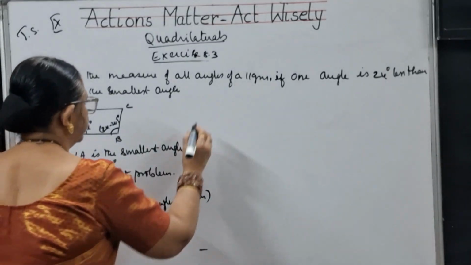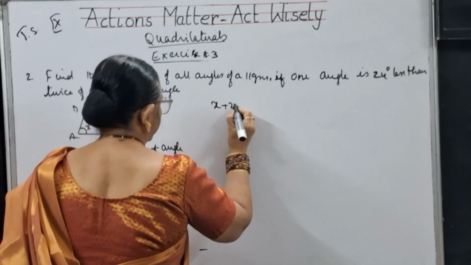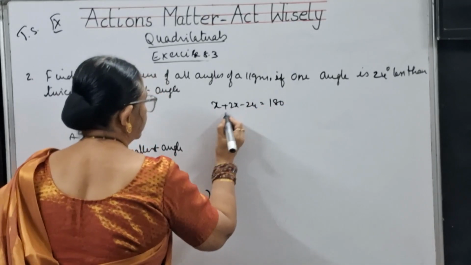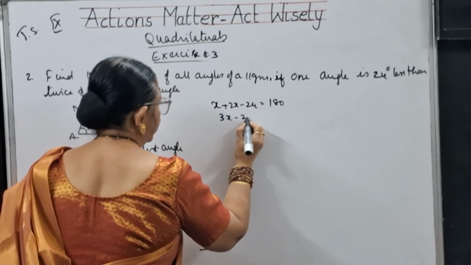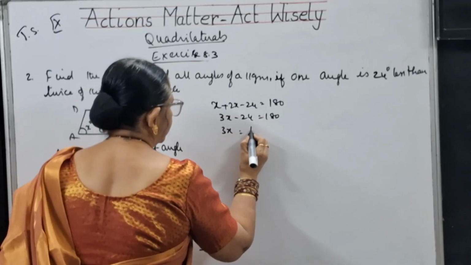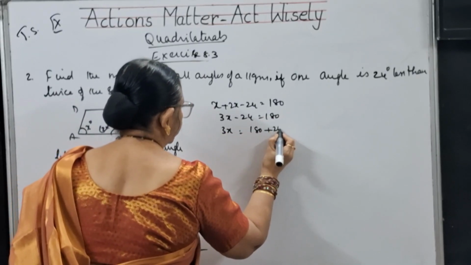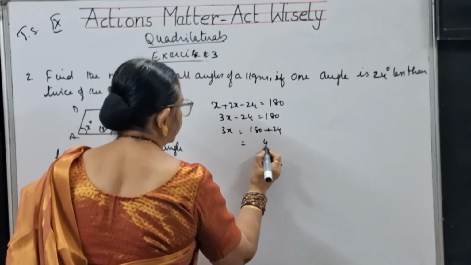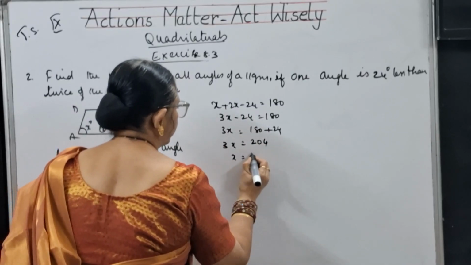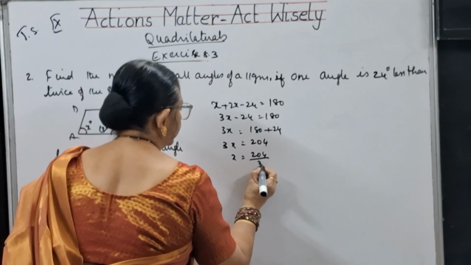That means x plus 2x minus 24 is equal to 180. 2x plus x is 3x minus 24 is 180. So what is 3x? 180 plus 24. That means how much? 204. 3x is equal to 204. So what is x? 204 divided by 3.